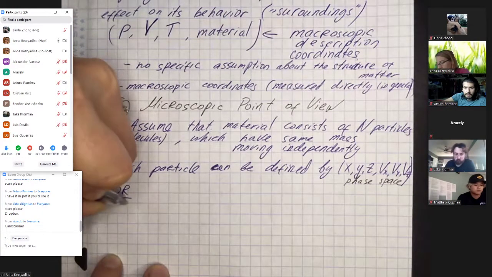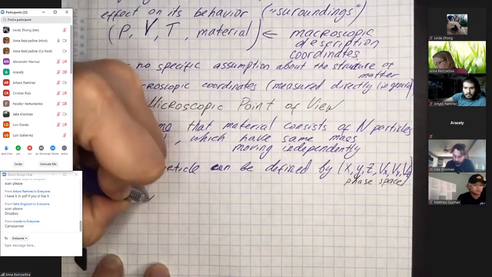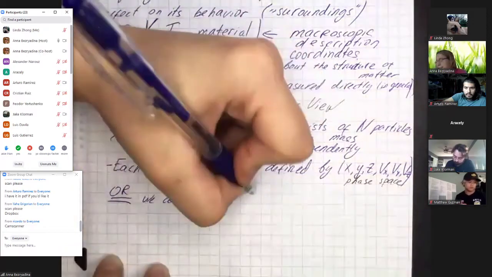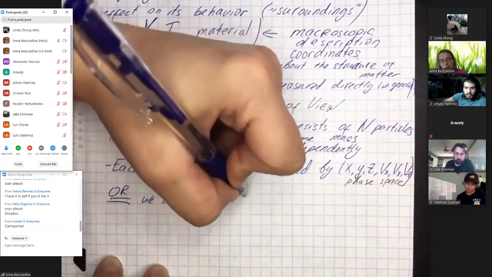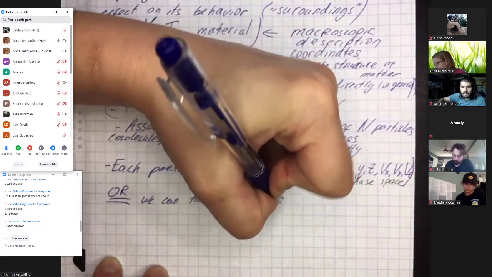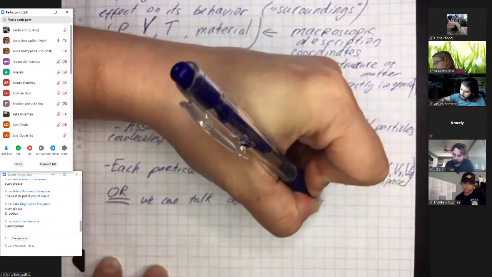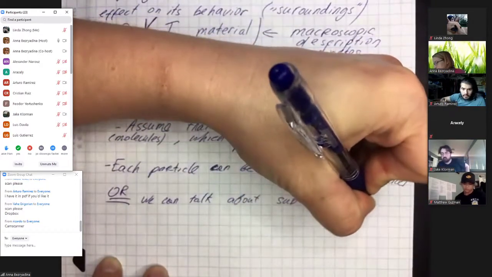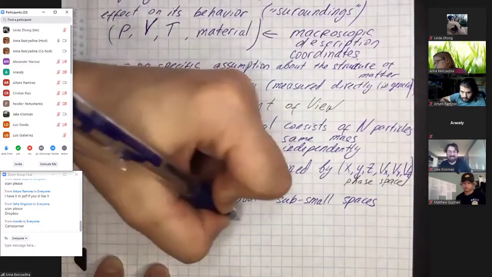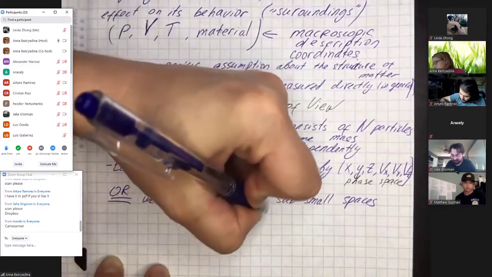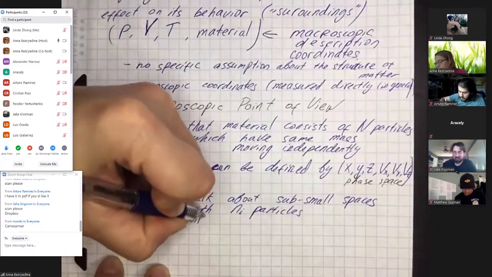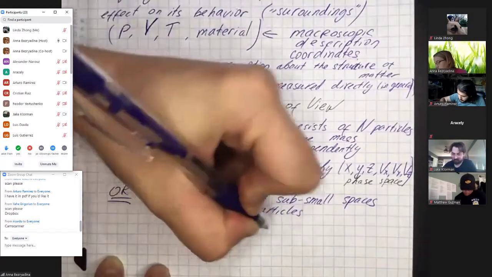We can talk about small subspaces with Ni particles and with Ei energy.